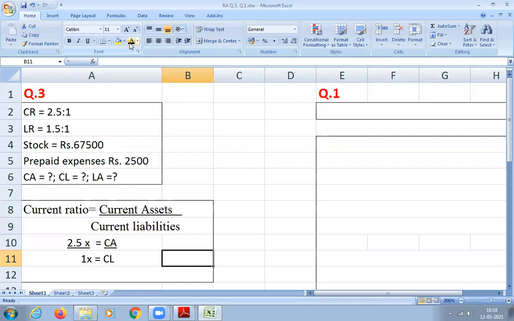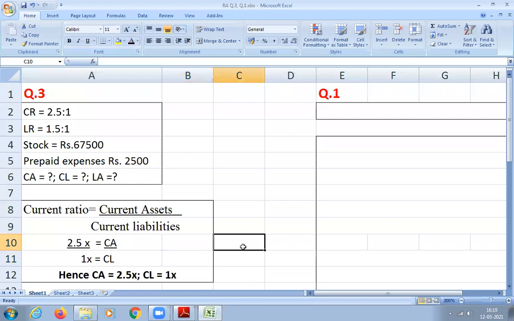Okay. So 2.5 is given and 1 is given. I need the value of amount, so multiply by x. So 2.5x is current asset and 1x is current liability. So when I find the value of x, I can get the current assets and current liabilities. Do you understand? Yes, sir. So from this, current asset is 2.5x and current liability is 1x. So I got the clue now. When I get the value of x, I can find out the current assets and current liability.